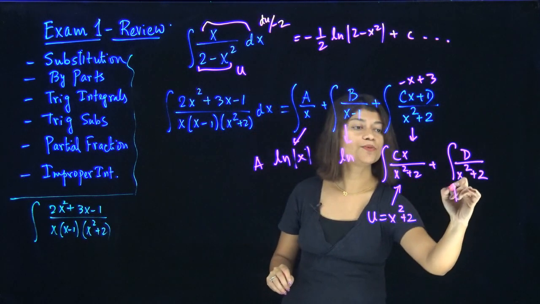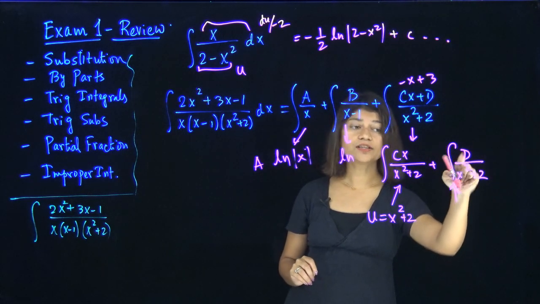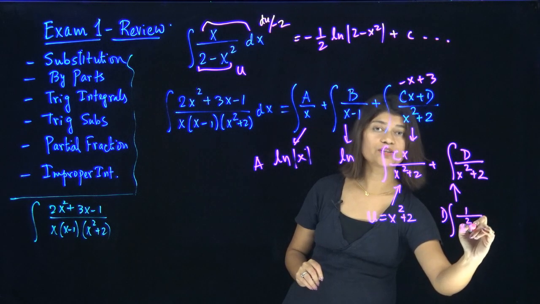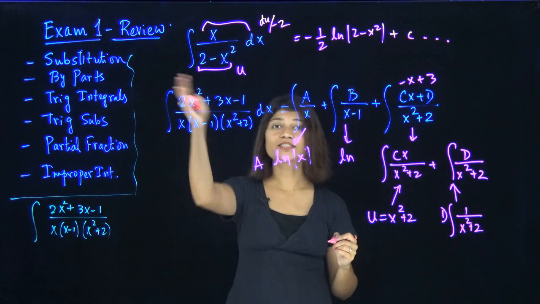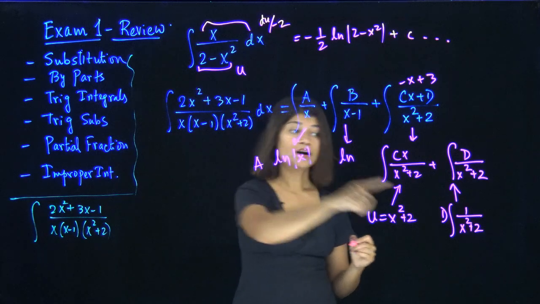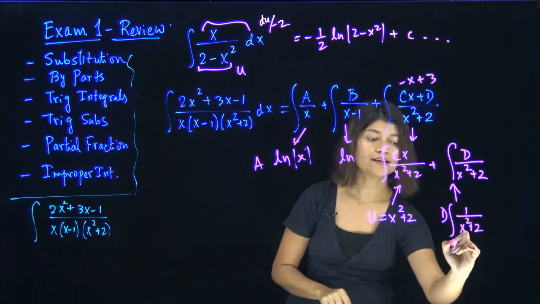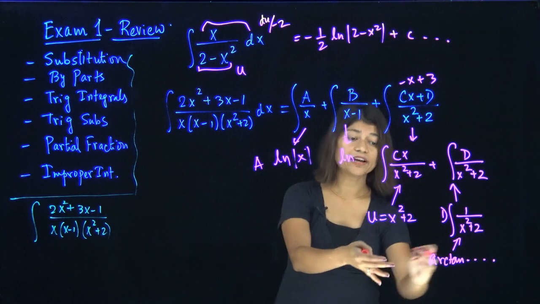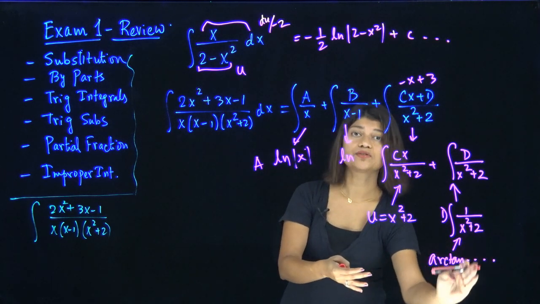Now how to do this one? There is just a constant. You can pull the constant out, and you will have 1 over x squared plus 2. What is 1 over x squared plus 2? What did I just tell you in the previous video? Arctan. That's the arctan. Okay, you have to complete it, right? 1 over square root of 2, arctan x over square root of 2.